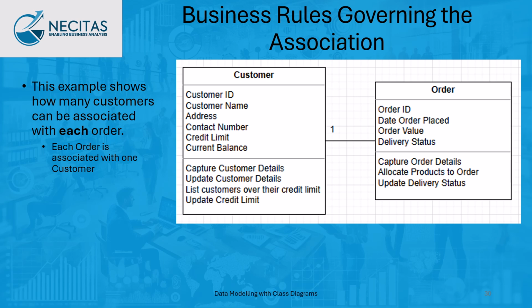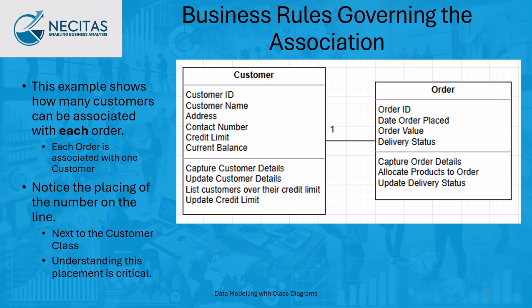In this example, we've added the number 1 on the association line next to the customer class. This indicates that each order is associated with one customer. Notice the placing of the number next to the customer class. Understanding this placement is critical to understanding class models.